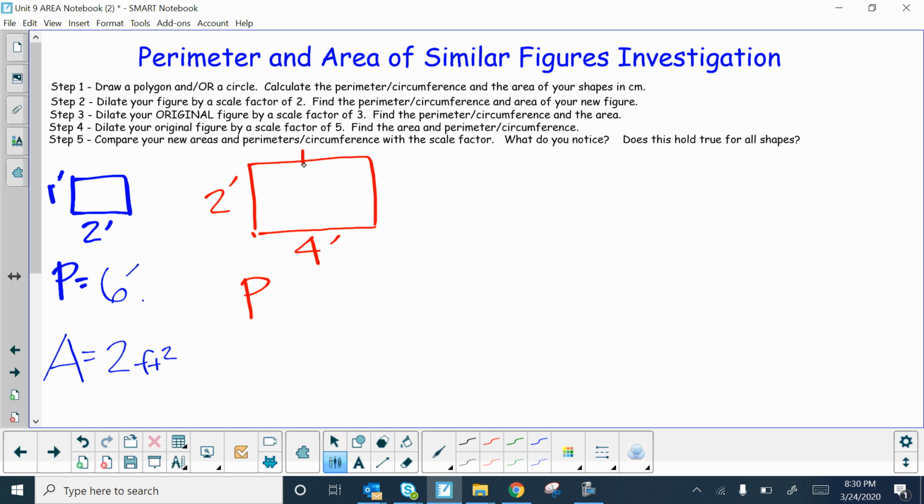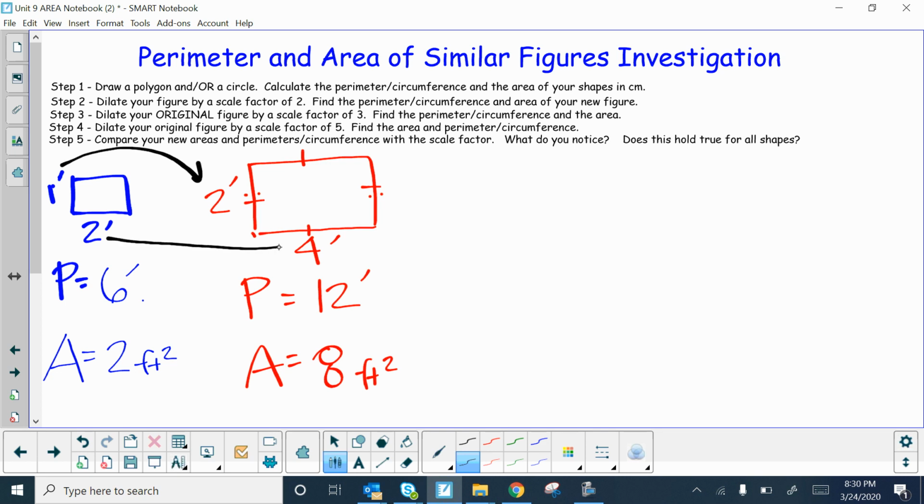So this is 4 and 4, that makes 8, plus another 4, because that's 2 and 2, that makes 12. So the perimeter is 12 feet. The area of this rectangle is 8 square feet, because we're finding the area. So let's study this a little bit right here. Okay, so all of these sides got twice as large. Okay, they got 2 times bigger.